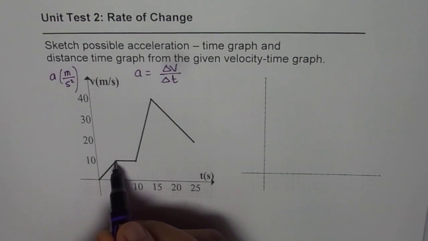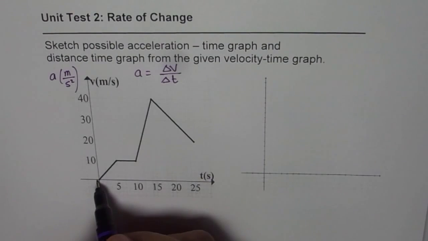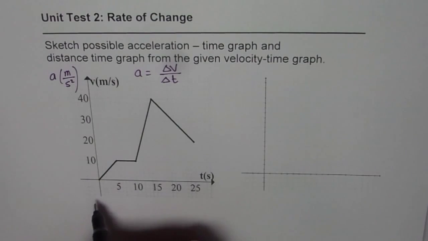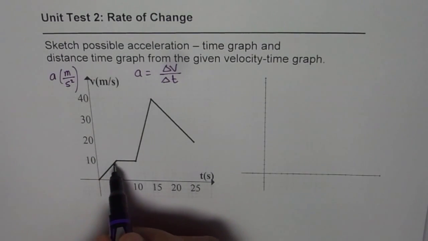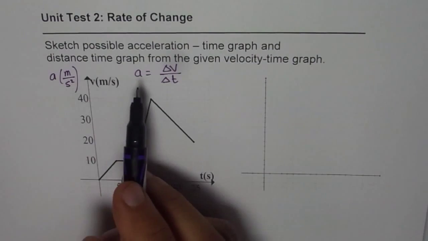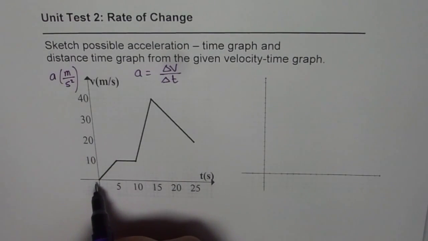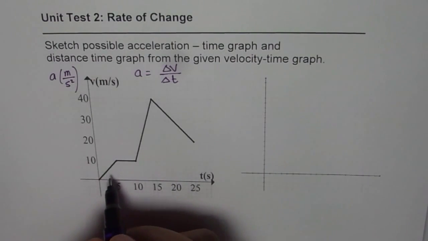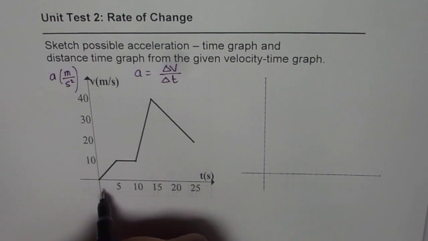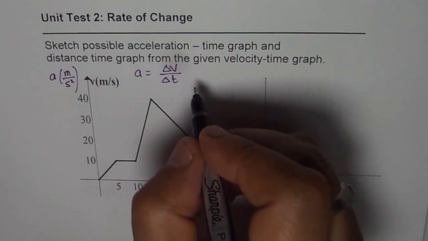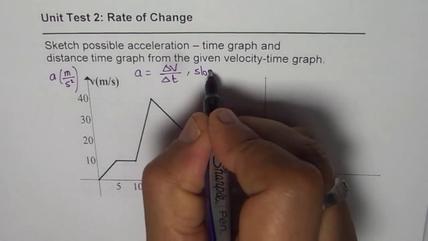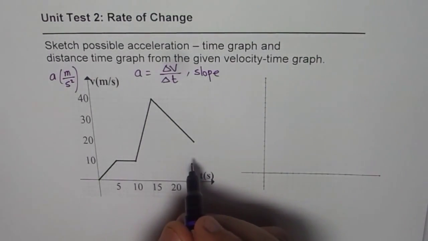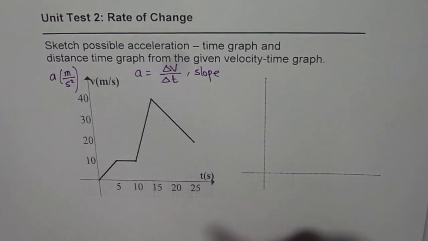Now in the first interval, since the velocity is increasing at a constant rate, there is a constant acceleration, correct? It increases from 0 to 10 within 5 seconds. So it is rise over run, so we'll just find the slope. Basically, we have to find the slope at each interval to get the acceleration. As simple as that, correct?